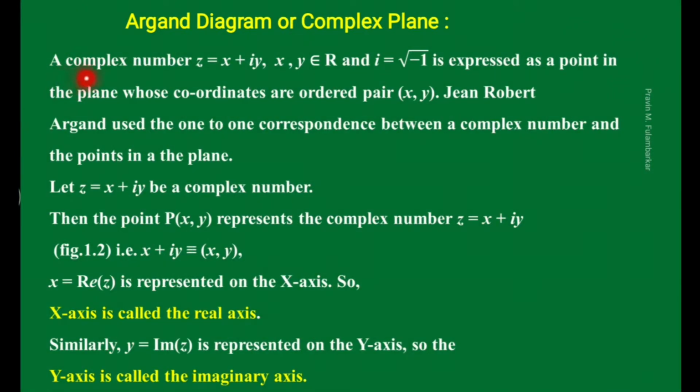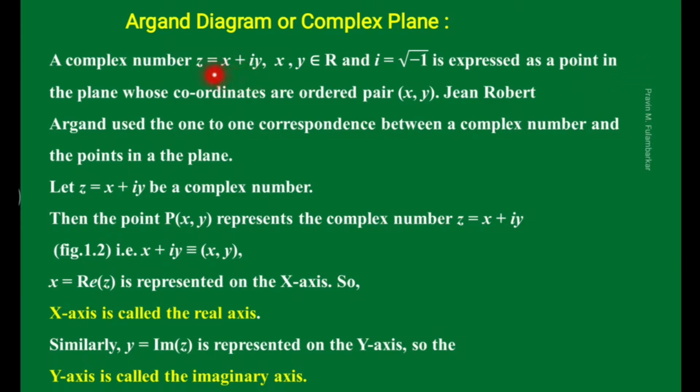Today we start a new topic, Argand's diagram, that is a representation of complex numbers on a plane. So we also call it the complex plane. Now see, a complex number z equals x plus iy, where x and y belong to R and i equals square root of -1, is expressed as a point in the plane.